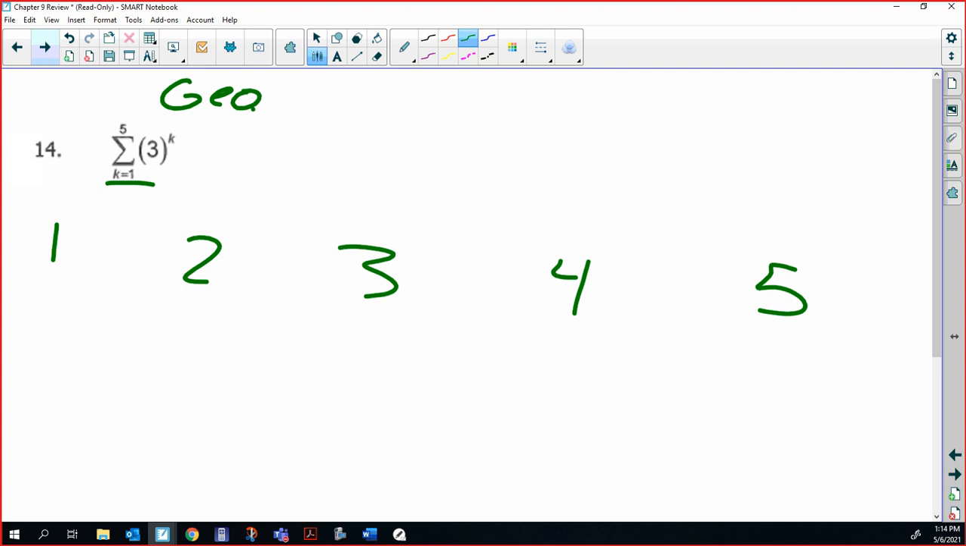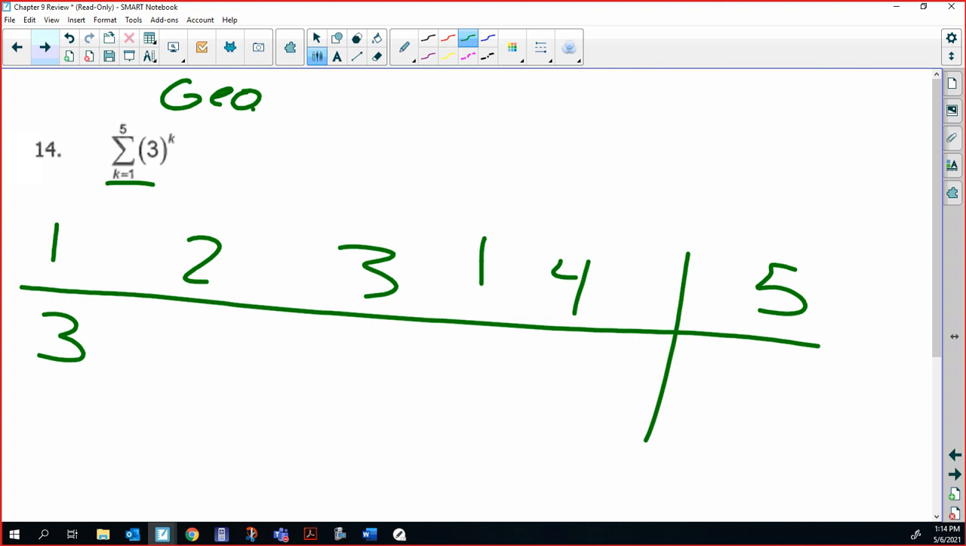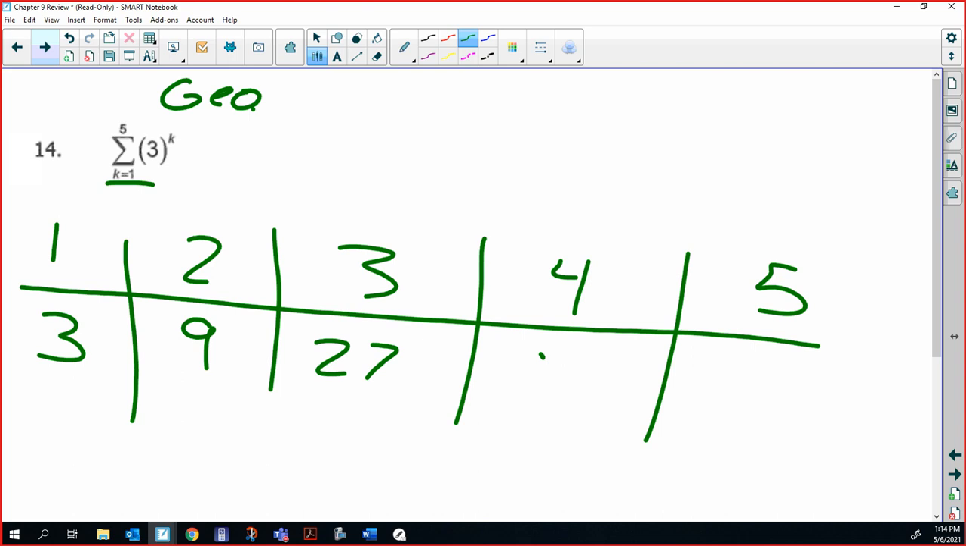If you plug those in, you get 3 to the first is 3. 3 squared, 9. 27, 81, 243. And then add all those up. That's just the manual way of doing it. You could write those all out and then add them all up.